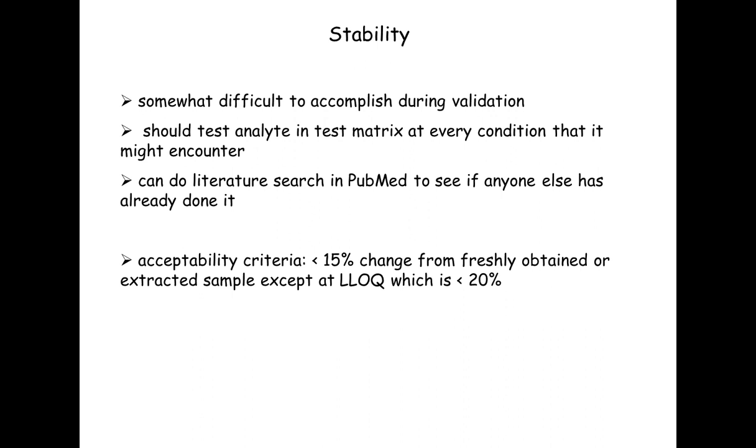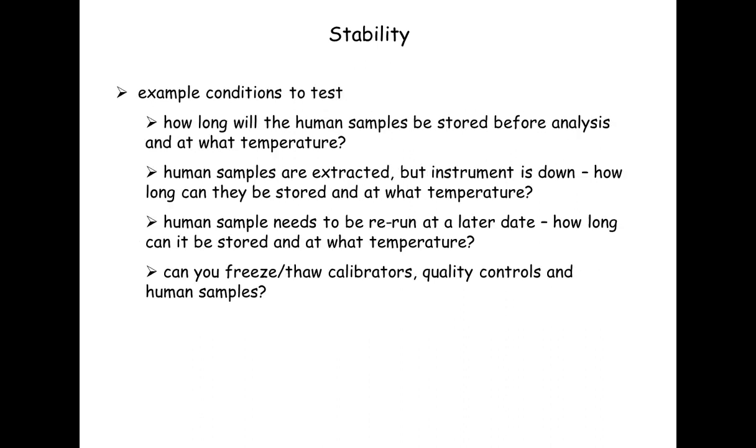so it's not always successful. If you think about it, if you make your own calibrators, then how do you know how stable they are until you test them for a long time? But that's not really something you're going to be able to accomplish during validation. So the acceptability criteria for stability studies are that there should be a less than 15% change from freshly obtained or freshly extracted sample, except at the lower limit of quantitation, where a less than 20% change is acceptable.